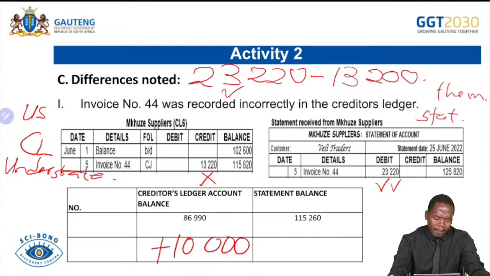Why are we putting a plus and why are we recording on the creditor's ledger? Because the creditor's ledger made a mistake, so it must be corrected there. Why is it a plus? Because this was an invoice. Remember, invoices increase our balances. Returns and payments will decrease our balance.